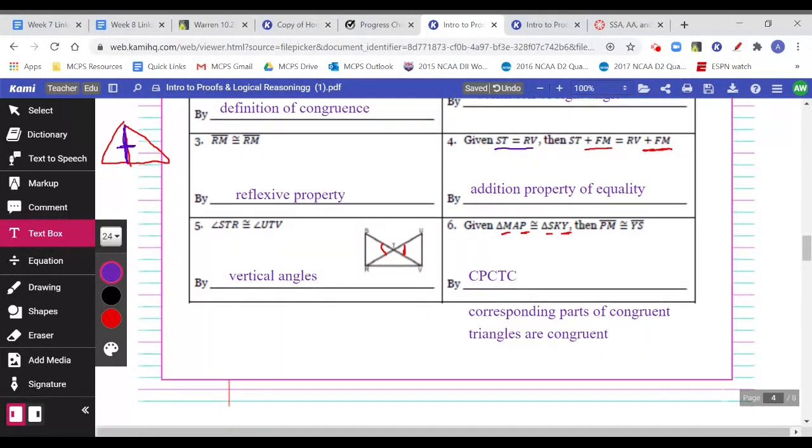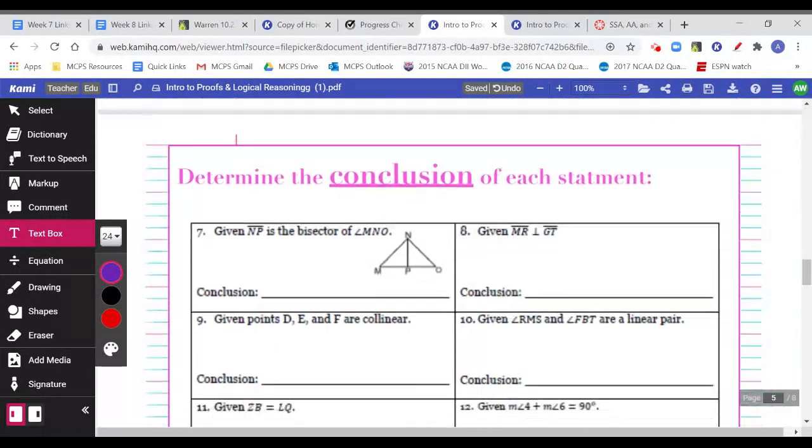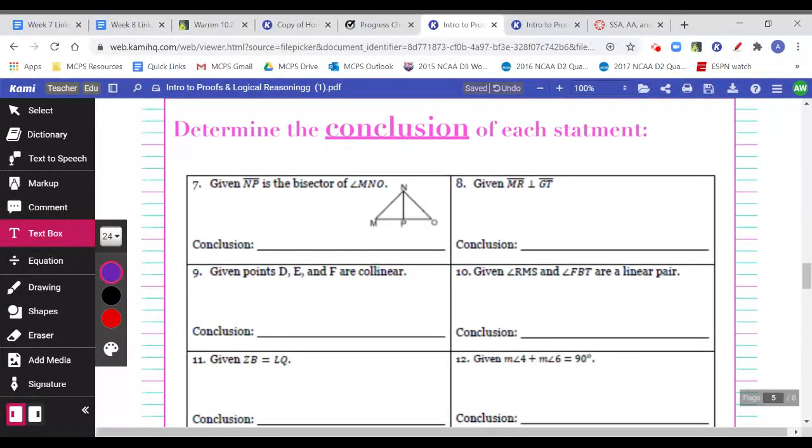Okay, so now that we are experts at giving reasonings, we are going to continue on. And now, given a statement, we are going to determine a conclusion. So this is us really getting into the meat of what proofs are. Again, we're still not doing lengthy 2-column formal proofs, but these are sort of like brief little proofs.